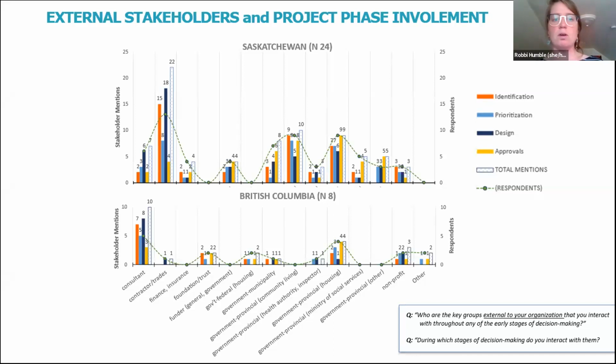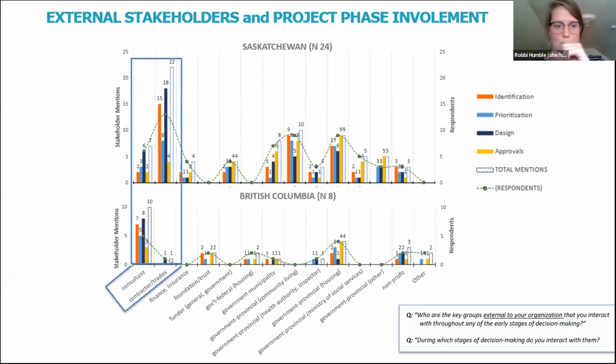So if I look at the phase involvement, you can see Saskatchewan is on the top, BC is on the bottom there. And other than the provincial government actors, which I'll talk about in a moment, contractors and trades were the largest group identified in Saskatchewan. And they were most often involved during the potential project design as well as the identification. But it's interesting because considering the high number of mentions in Saskatchewan, contractors and tradespeople were somewhat absent among the respondents from BC, again, although it's a small number.